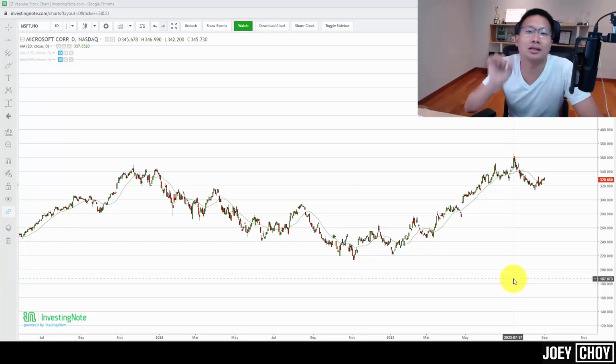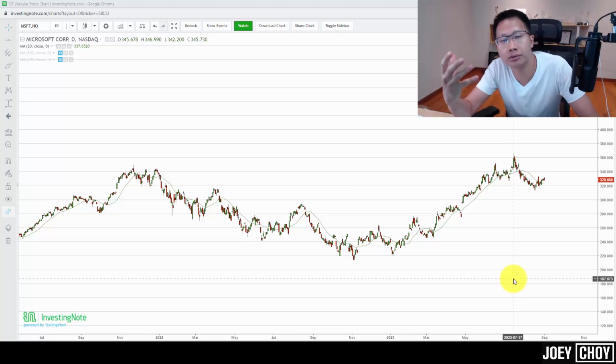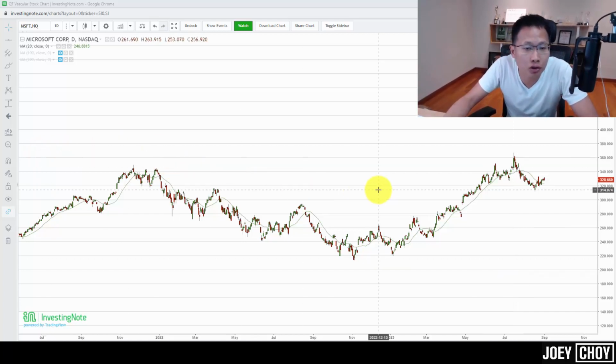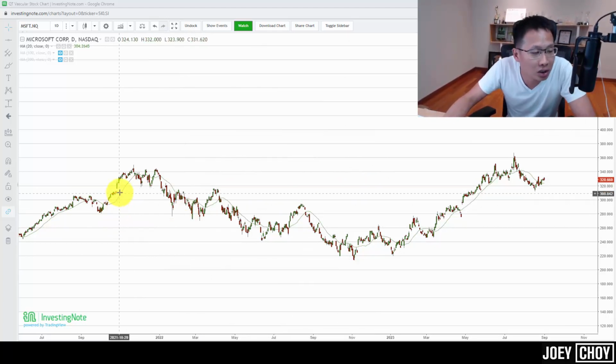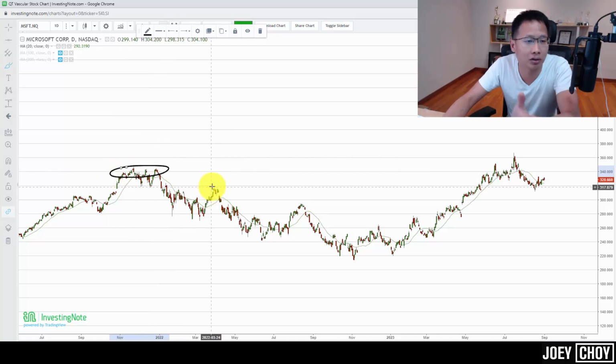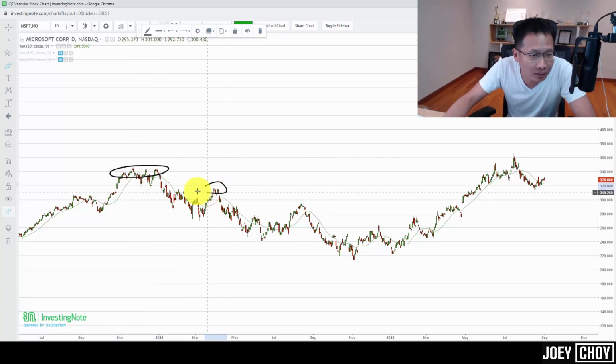So first off, when we use technical analysis, one of the ways we can use it is to gauge the trend of a particular stock. So how do we gauge a trend? Very simple. We can look at the highs and the lows of a particular stock. You can see that for Microsoft, in November 2021, we hit a high around here, about $340. And since then, we have been making lower highs.